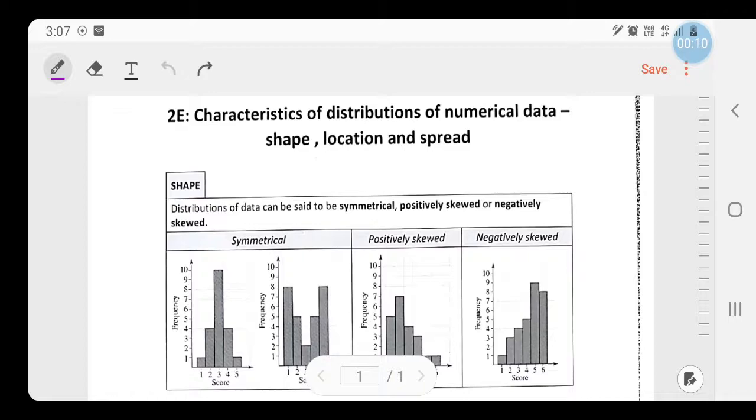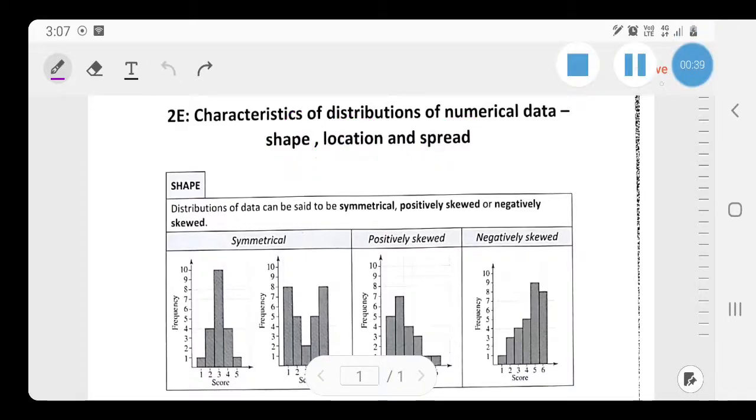We are doing 2E today, characteristics of distributions of numerical data: shape, location and spread, which is a fancy way of saying we're looking at graphs of numerical data and learning that there are three categories of discussion that we can have about those distributions. If you describe to someone the shape of your distribution, its location and its spread, then you've pretty much given them all the information they need to have a general understanding of what that graph represents.